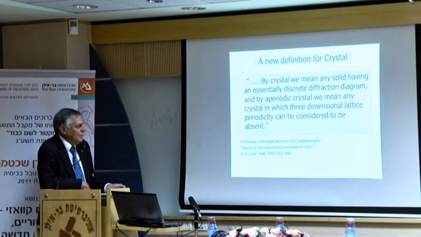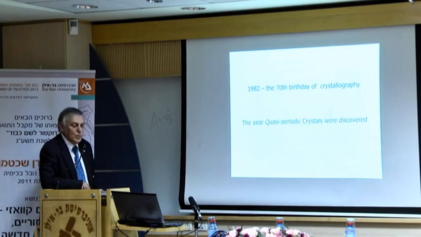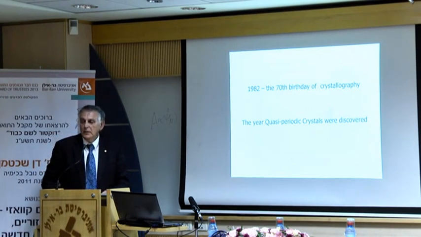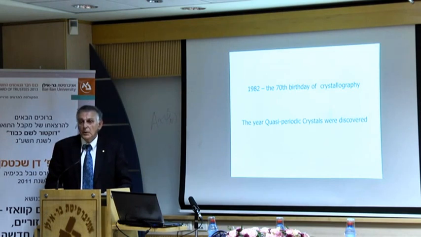But I'll tell you what happened between 1982 and 1992 shortly. Okay, 1982 was the 70th birth of crystallography, and this was the year in which quasi-periodic crystals were discovered. To see what happened in the day of the discovery, in the hour of the discovery, let me take you to my laboratory. It was at NBS, National Bureau of Standards, in the United States, in Maryland. I was doing my first sabbatical there for 2 years, from 1981 to 1983, with my family. And this is where I made a discovery. A few months after my arrival, I made a discovery.